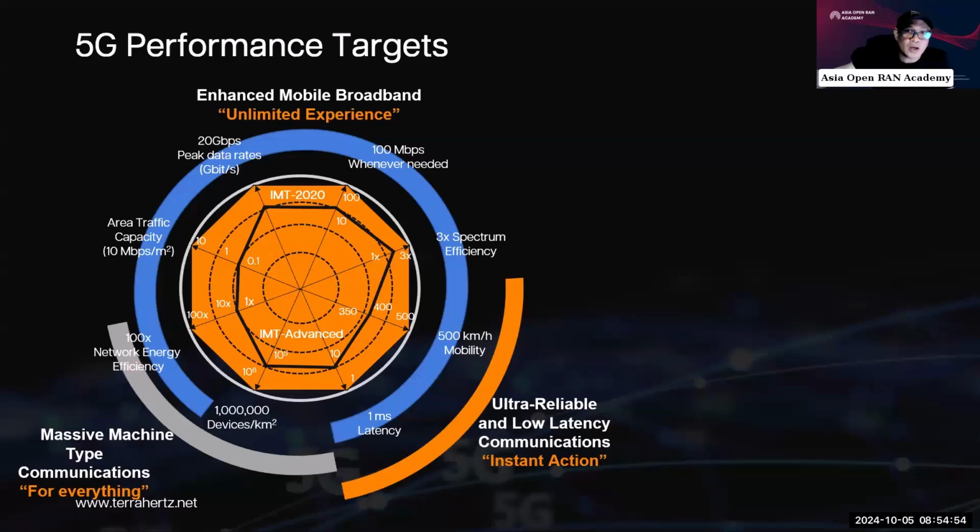Now, if you look at IMT-2030, it is the ITU project for 6G. IMT-2030 also has this kind of comparison with 5G.